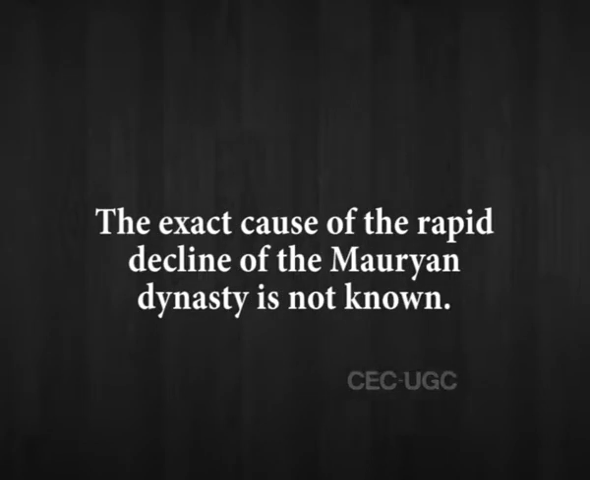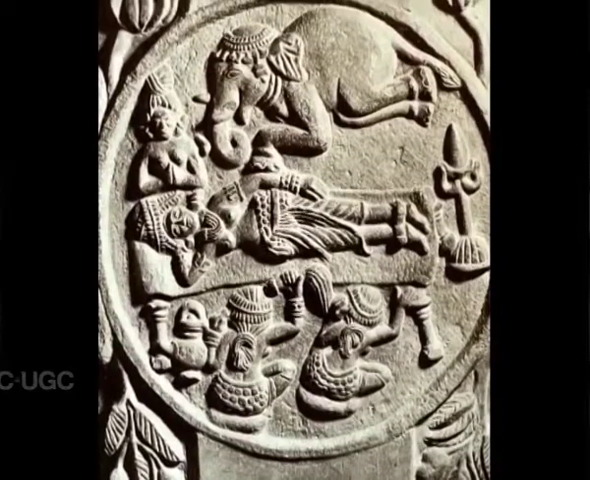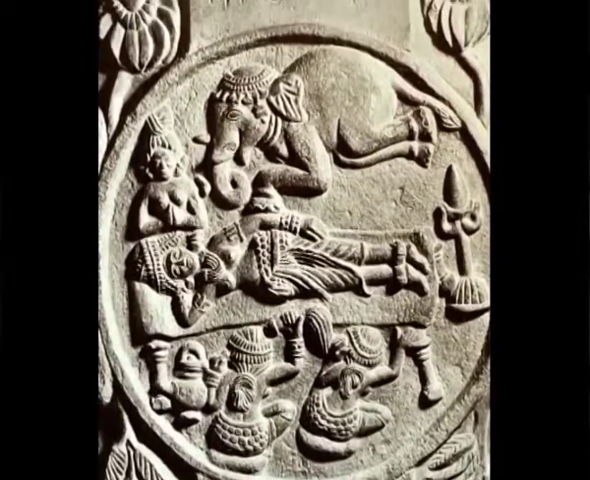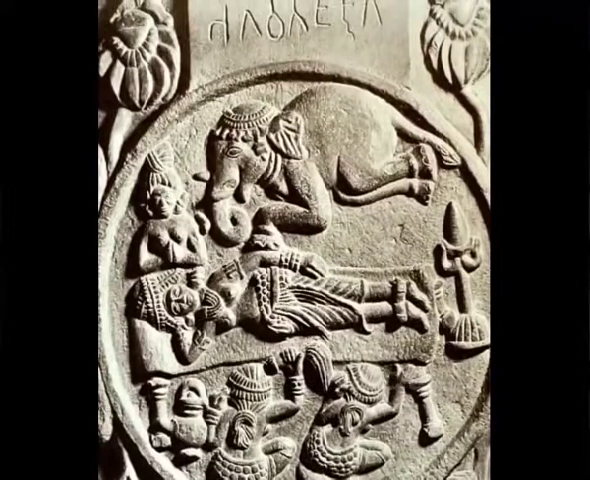The exact cause of the rapid decline of the Mauryan dynasty is not known. With the Shungas on the throne, the people could return to their old customs and honor their village and natural deities, whom they represented with much skill and care, as seen in the monuments at Bharhut and Bodh Gaya.